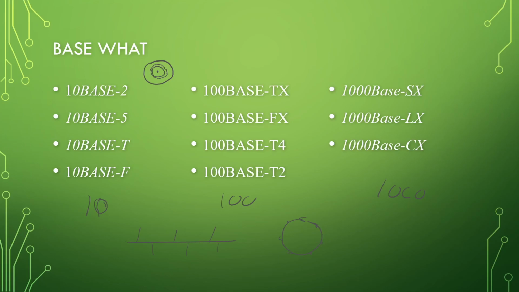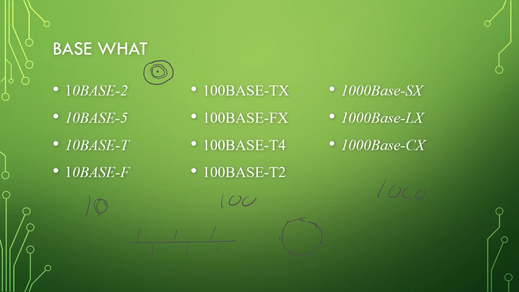And then 10 base F is optical fiber. This is still only 10 megabits per second. Our fiber optics nowadays are way beyond that, way beyond 1000 base. But it's still fiber optics, and this was point-to-point, just one device to another. We're not linking things. It's one-to-one.